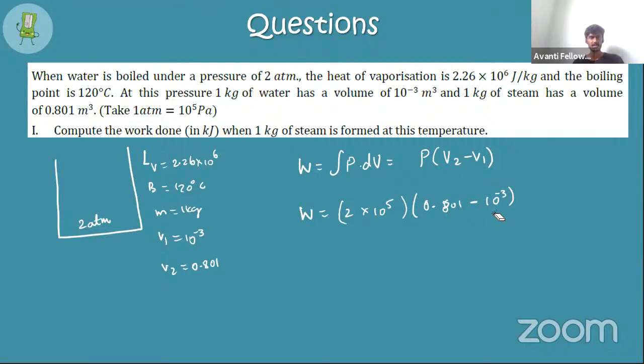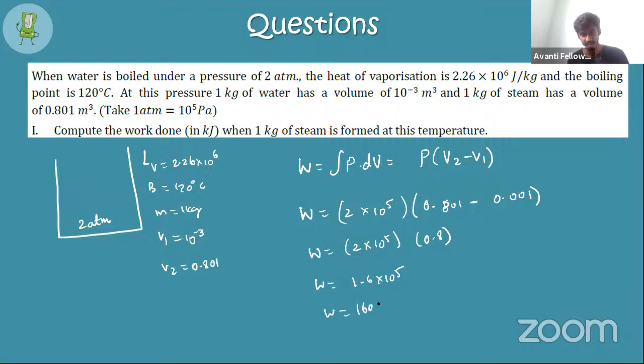It will be very small, right? It will be 0.8 minus 0.001. This is the initial volume. Therefore, work done is equal to 2 into 10 to the power of 5 into 0.8, and therefore work done is equal to 1.6 into 10 to the power of 5, or 160 kilojoules. So this much amount of work should be done to convert water into steam.